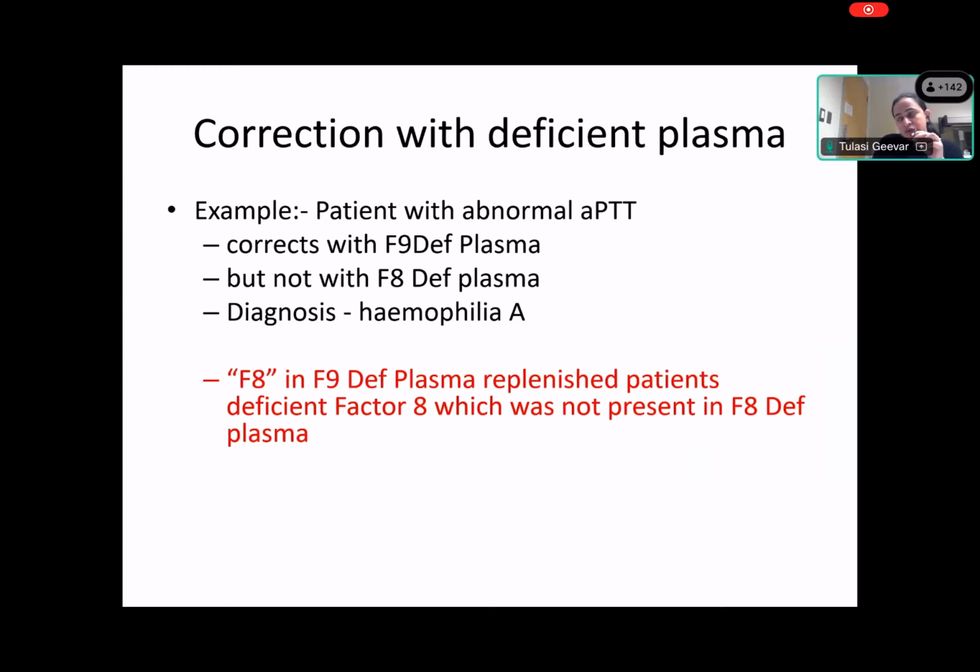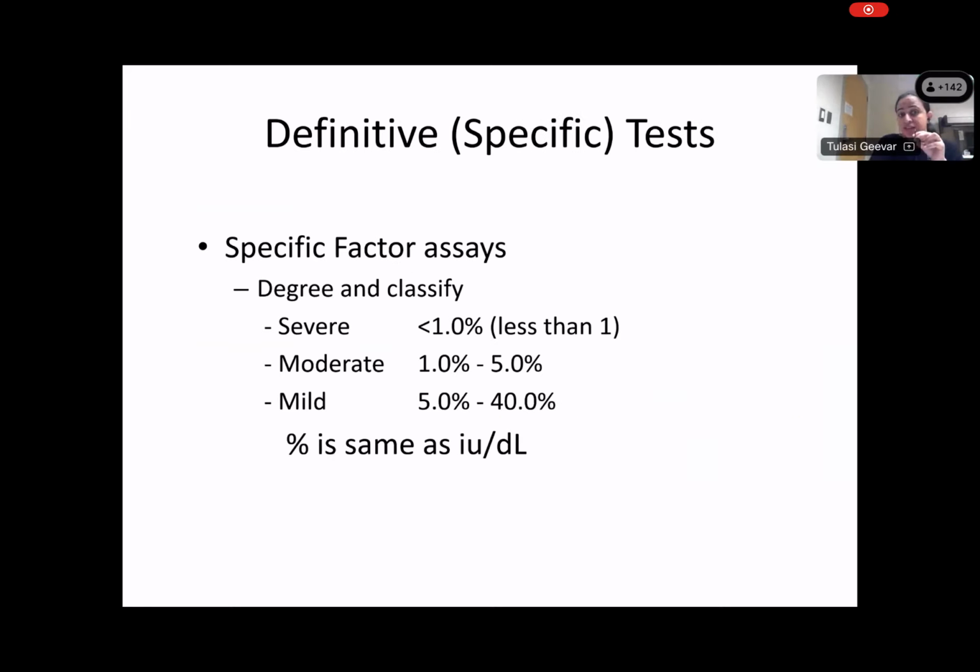That is, the factor 8 which is present in the factor 9 deficient plasma replenishes the patient's deficient factor 8, which was not present in the factor 8 deficient plasma. This way, you can identify which factor is likely to be deficient in the patient. Further testing requires more specific assays to classify severity. Severe is less than 1%, moderate is 1 to 5%, and mild is between 5 to 40%.